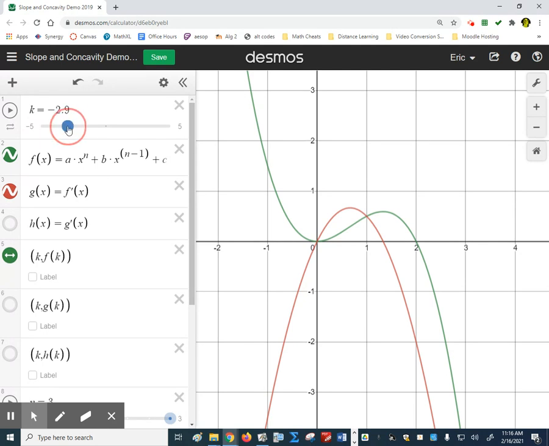Because look, if I drag k along here, let me turn this on too. There's a place right there where we have a horizontal tangent of the green curve, which means we have a 0 of the red curve, right? And there's another place right there. Well, I can't quite get it, but you get the idea. I just got to nudge it a little bit to the right, and there's a horizontal tangent, so another 0 value of the derivative.